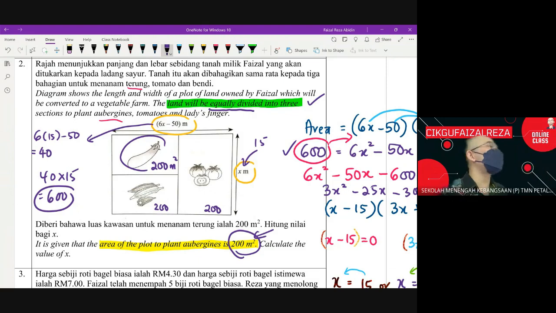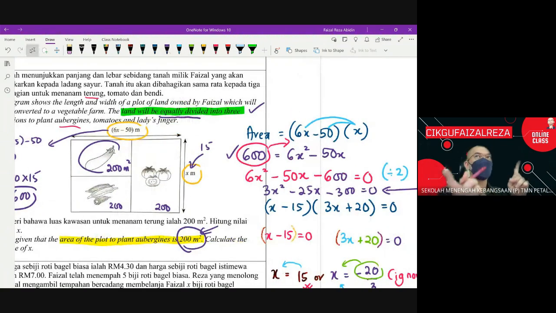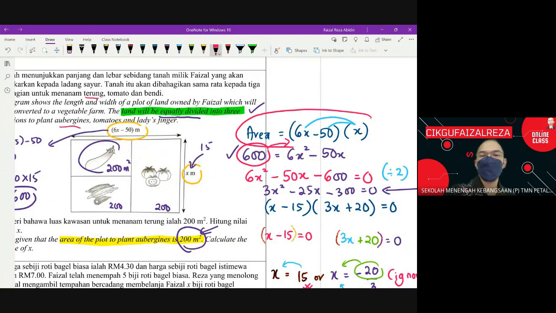What the question gives us is the length and the width. We know that the relationship between area, length and width is length times width equals area, isn't it? That's why you substitute: 6x minus 50 times x, you are going to get 600. If you didn't get this, you are not going to get anything. You have to get that relationship first. Area equals length times width. And then you are going to solve it.